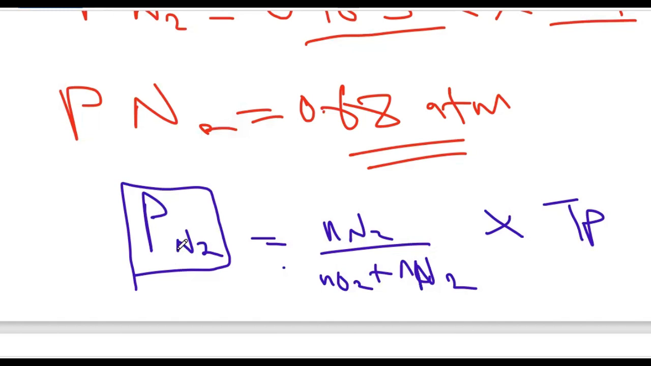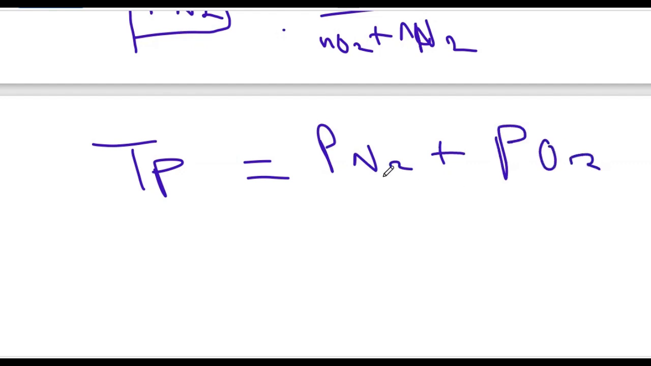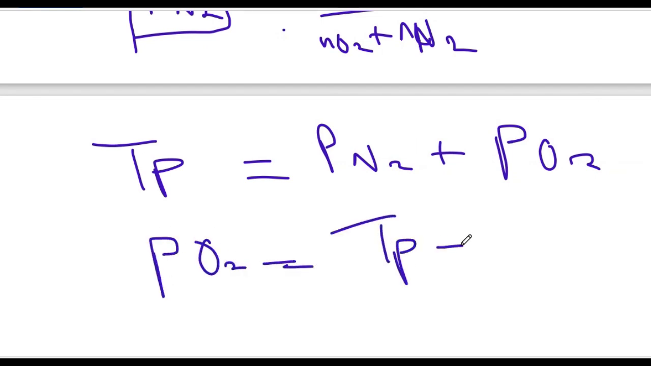If you want to find it for oxygen, you put your oxygen there, nitrogen there, oxygen there, still multiplied by that. But if you don't want to, the total pressure is equal to the partial pressure of nitrogen plus the partial pressure of oxygen. So we have the partial pressure of nitrogen, which means we can find the partial pressure of oxygen. The partial pressure of oxygen here will simply be the total pressure minus the partial pressure of nitrogen.